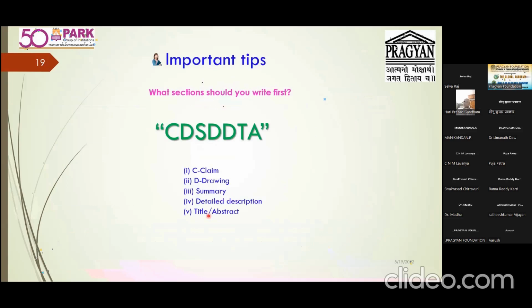Okay, so these are very important tips for you. That is, which sections do you write first in patent drafting? There are two important drafts, right? As we said earlier, one is provisional and one is complete.